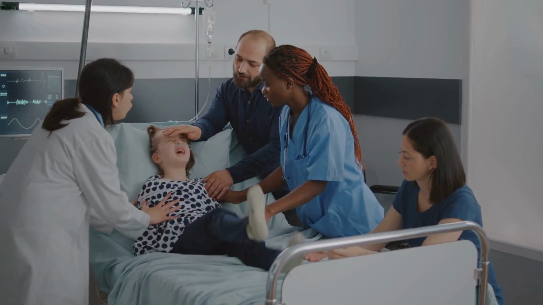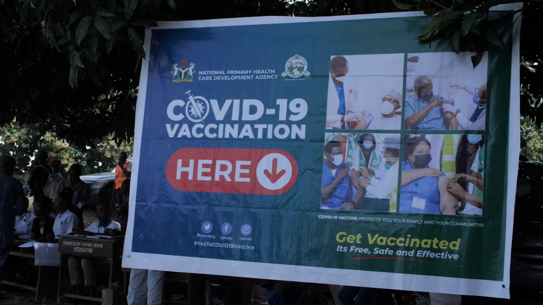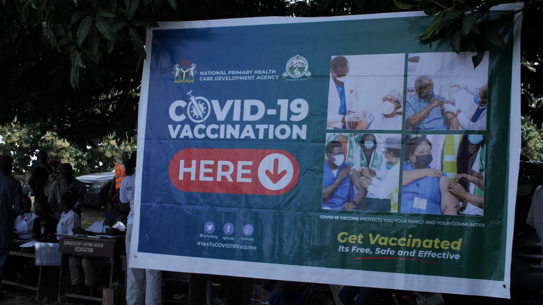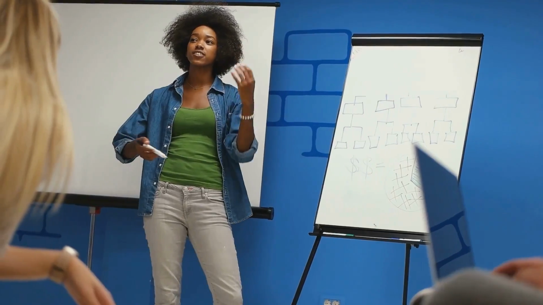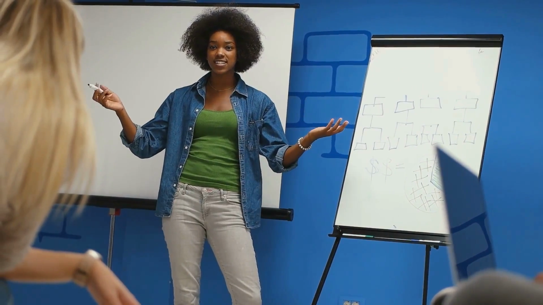Imagine a community struggling with high rates of childhood illnesses. A health program might introduce vaccinations. M&E helps track if those vaccinations are reaching children. It tells us if the number of illnesses is decreasing. This information helps programs succeed.